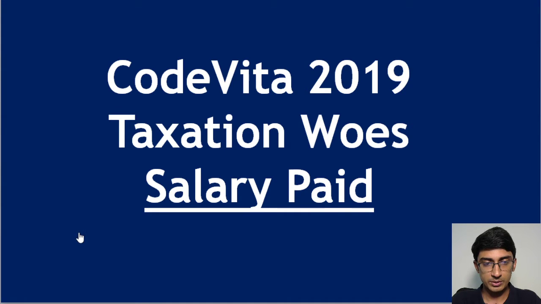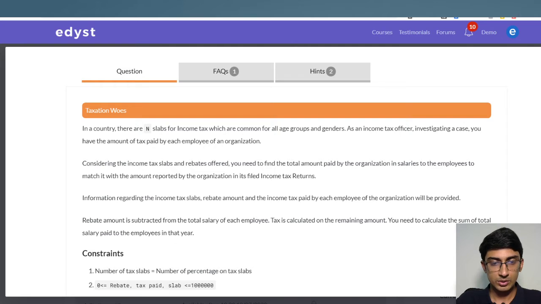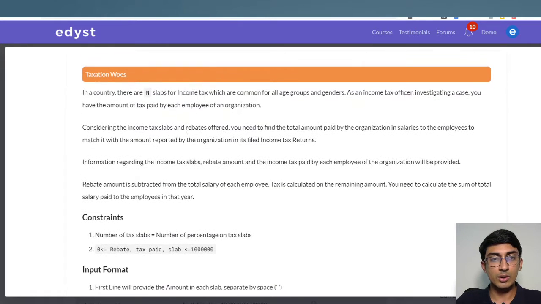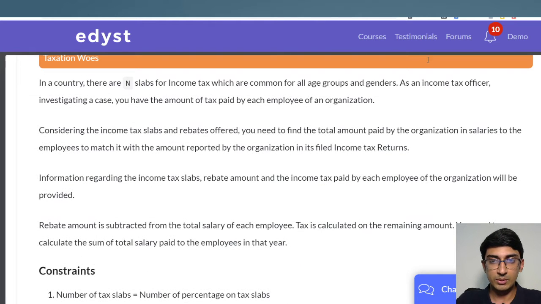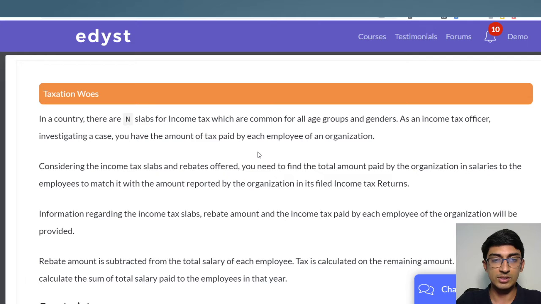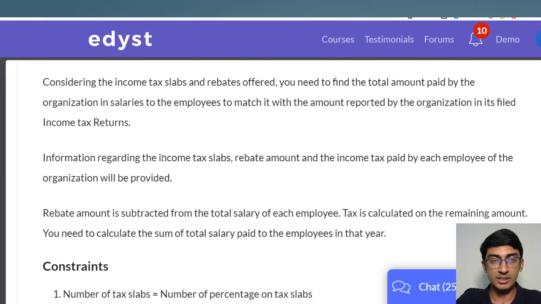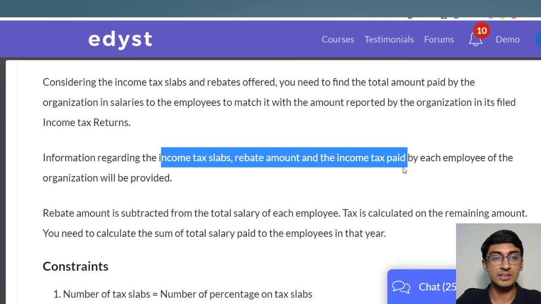Let me just open up the question. So this is what the question is about. Now basically what happens is that there are certain slabs for income tax which are common for all groups and genders. This is just a bunch of English. Basically what they're trying to say is that you are given a bunch of income tax details, right? And in those income tax details, there are 3 things that you are given that are very beneficial to us. One is the income tax slabs, the other one is the rebate amount, and the income tax paid.